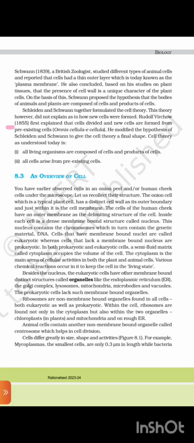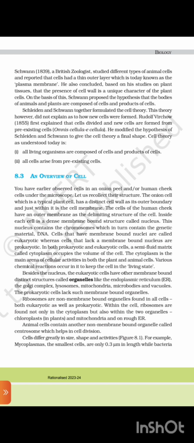Rudolf Virchow, in 1855, first explained that cells divide and new cells are formed from pre-existing cells, omnis cellula e cellula. He modified the hypothesis of Schleiden and Schwann to give the cell theory a final shape. Cell theory, as understood today, is: first, all living organisms are composed of cells and products of cells. Second, all cells arise from pre-existing cells.